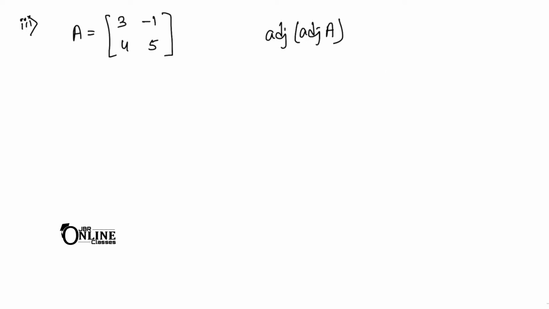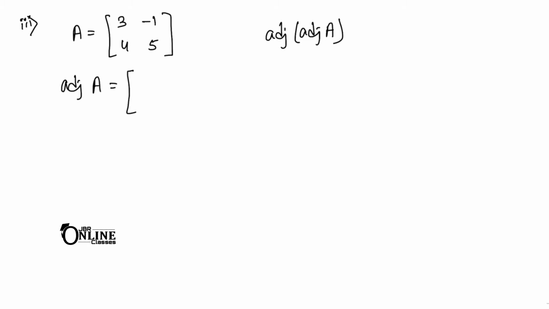Now sum number 7.3. In sum number 7.3, here A equals [3, -1; 4, 5]. Now you have to find adjoint A and then adjoint of adjoint A. So first you have to find adjoint A. After that you have to find the adjoint of adjoint A. So you know how to find adjoint A.